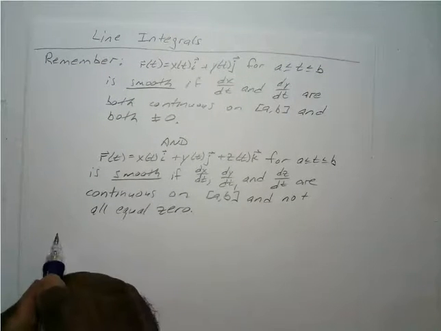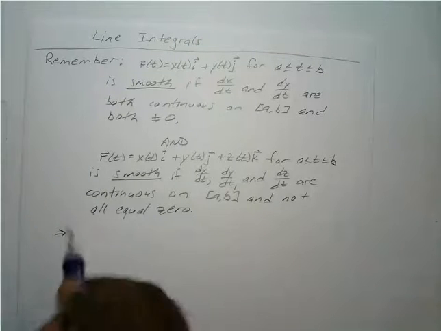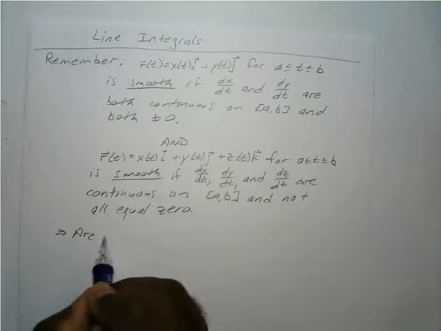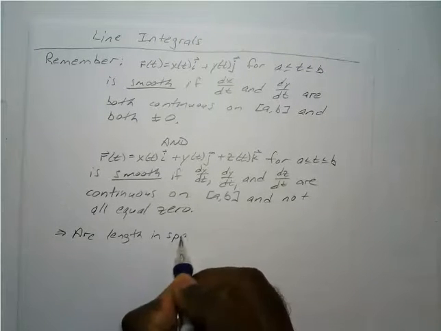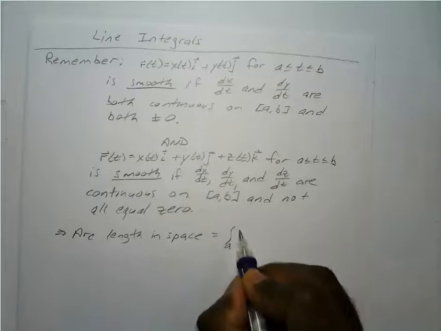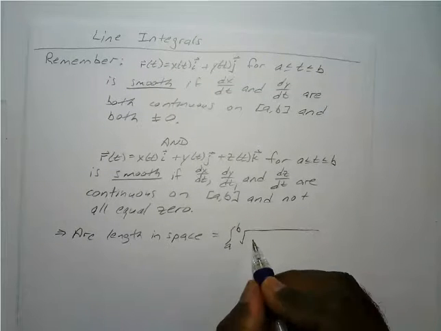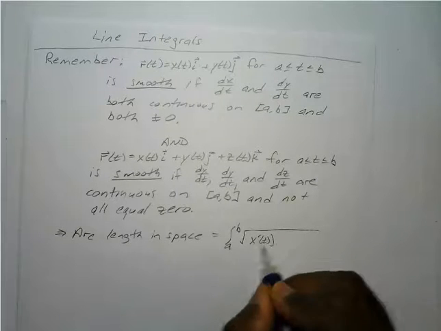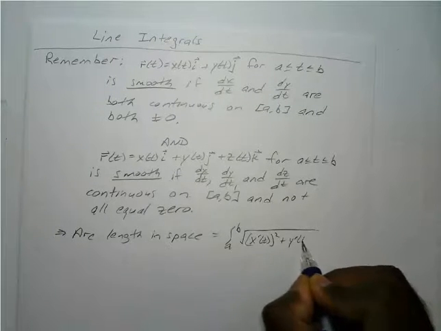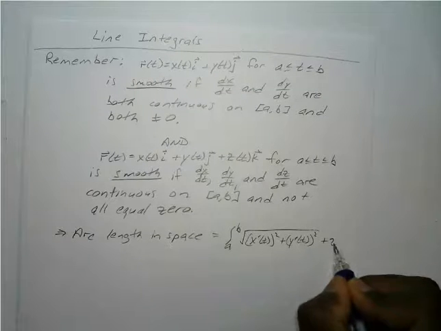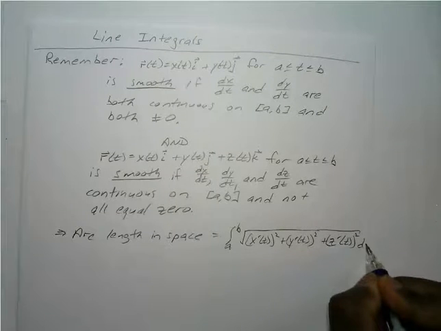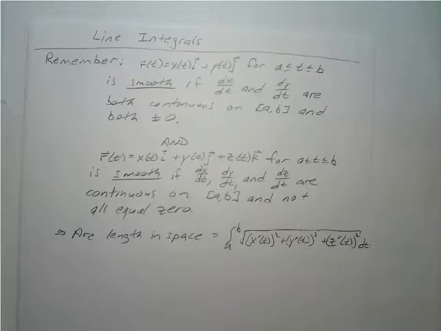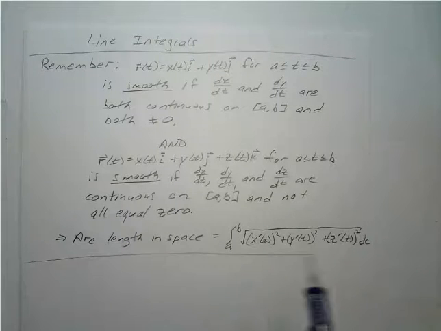Also, I want you to think about the formula for arc length in space. Remember, from a to b, that's the square root of x prime of t squared plus y prime of t squared plus z prime of t squared, with respect to t. Remembering all of those will lead us into the definition of a line integral.